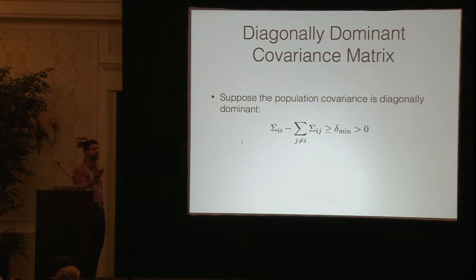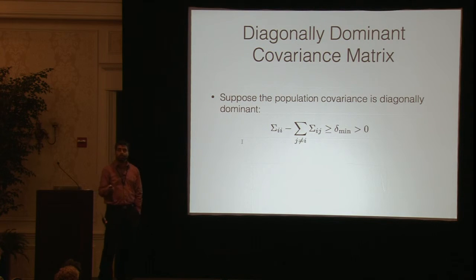But what if my population covariance matrix is not weakly sparse? Right? So then what could I do? Perhaps it's diagonally dominant. What does that mean? The diagonal entries along any row are larger than the rest of the off-diagonal entries along that row. Okay? So this is known as diagonal dominance.